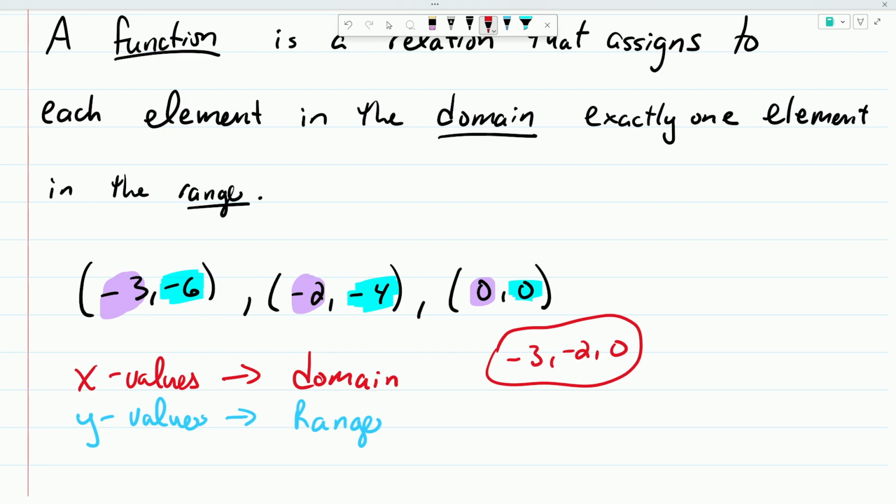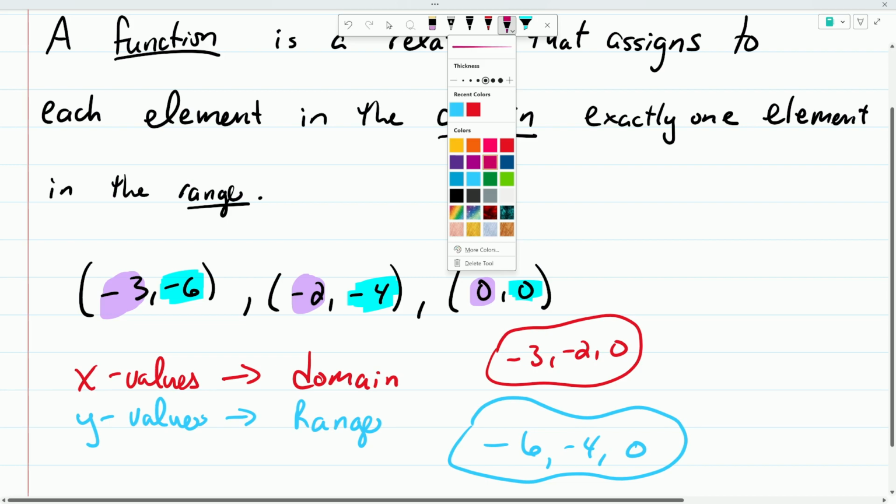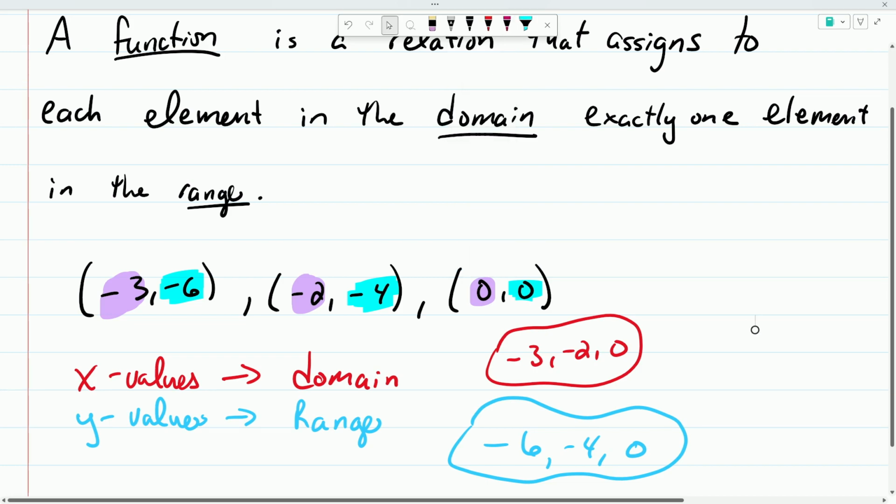A set is a collection of objects. All right. So that would be my domain. And then if I had another weird looking circle, all right, and I started labeling -6, -4, and 0 within that circle, that is called the range.